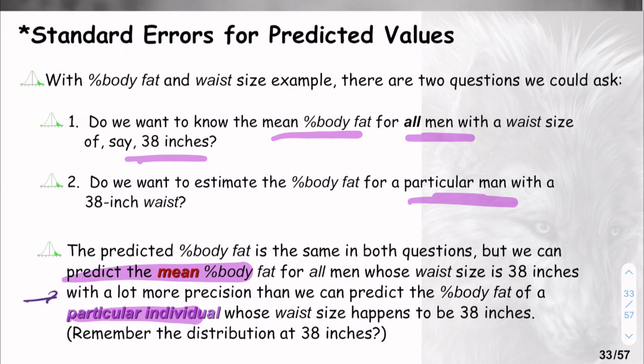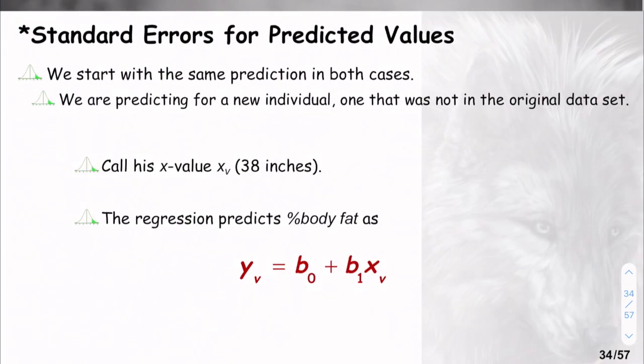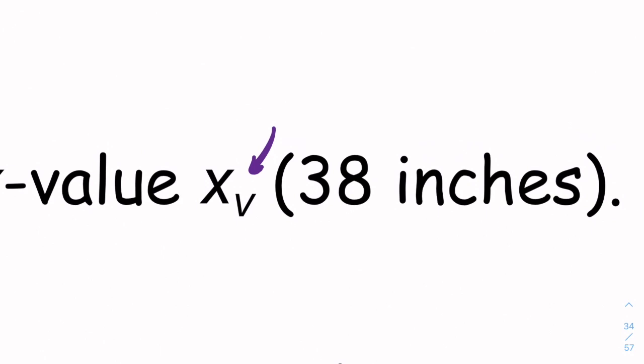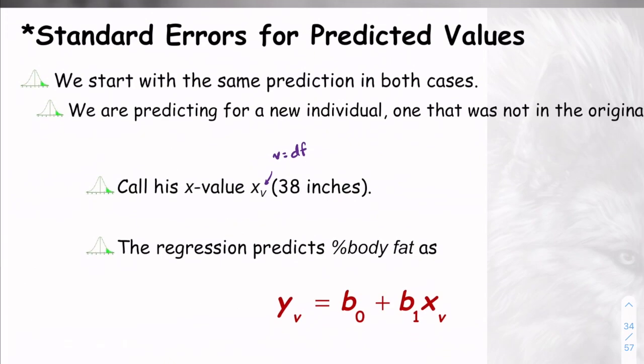So the mean is more precise. And for a particular individual, we will see that it's a wider range. Remember the distribution of that 38-inch that I showed you when we moved into this. That's what we're examining. And you might be seeing a symbol that we haven't seen in a little bit. I think this was introduced in chapter 23, but that x sub nu, remember that is that Greek letter nu, is another way of writing degrees of freedom. So all we do is say x sub nu is our 38 inches, the value we're looking at to predict either the mean or the actual value at x.